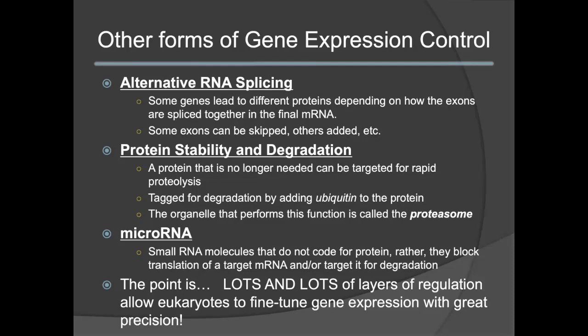For instance, some exons can be skipped and others can be added. The difference in the combination of exons will lead to the production of different proteins.